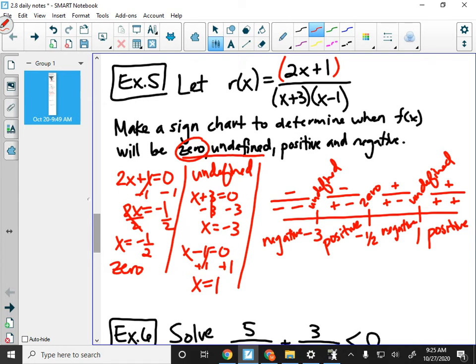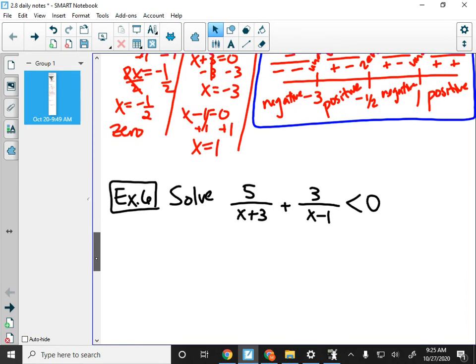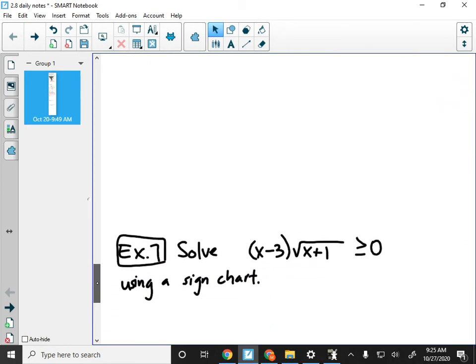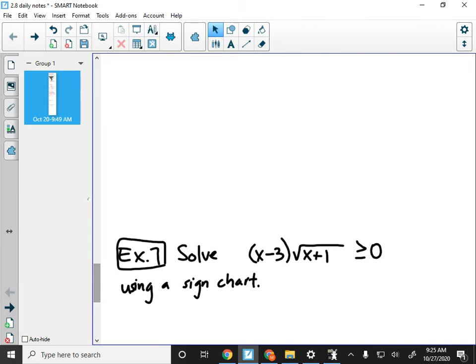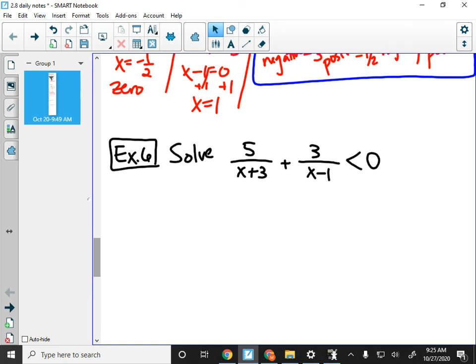So if they are only asking for making a sign chart, showing me where I have all these values, your sign chart can be your final answer. Then I'm going to come across ones like this and ones like this, where it says actually solve. The difference between these is now I actually have an inequality in that one, and I have an inequality in this one.